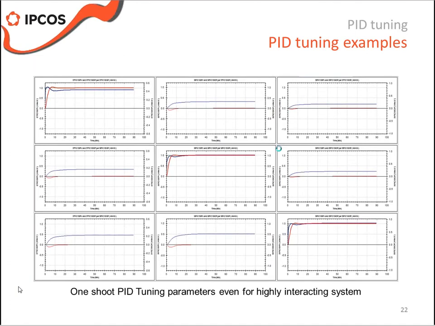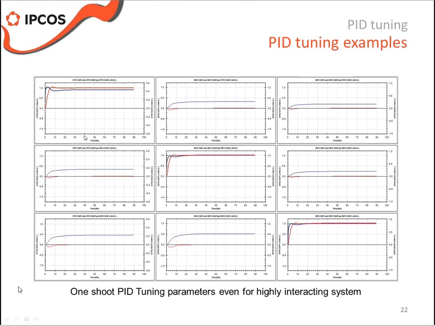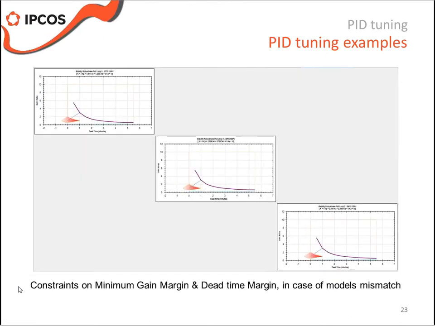This is a simulation window that shows you what happens in terms of the set point response when you make a set point change to each of the flow controllers, and the effect on the off-diagonal elements. The red is the set point change response, and the blue is actually the output response. I should just mention that this picture here is showing you the robustness of the PID tuning.